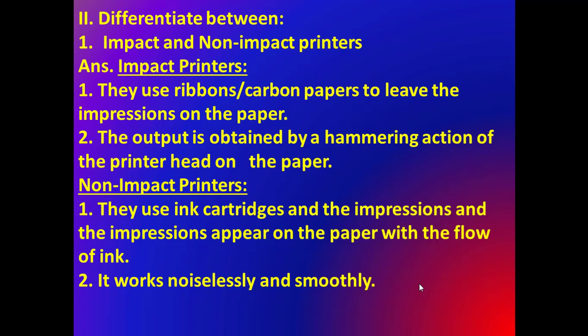Differentiate between impact and non-impact printer. Impact printers. They use ribbons and carbon papers to leave the impression on the paper. The output is obtained by a hammering action of the printer head on the paper. Non-impact printers. They use ink cartridges and the impressions appear on the paper with the flow of ink. It works noiselessly and smoothly.